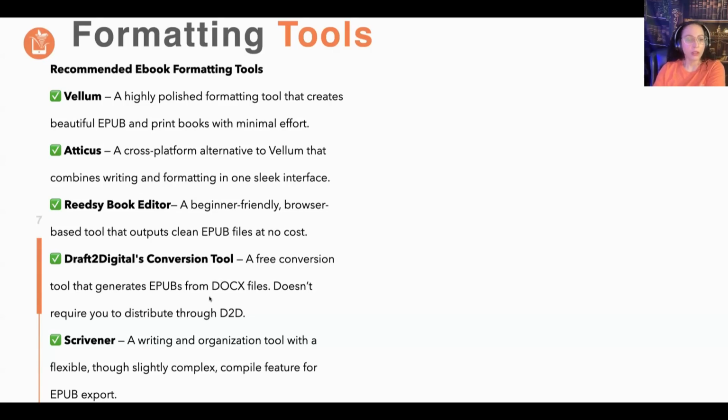And then Scrivener. This is a writing and organizational tool, one of the OGs, with a flexible, though slightly complex, compile feature for EPUB export. I didn't really learn how to use the compile feature until about a year or two ago, because I didn't really need to use it. But once you figure it out, it's fine. At first, just the way the interface is, it might take a little bit of trial and error to understand how that software thinks, for lack of a better term, but that's definitely an option too. And then tools to avoid or use with caution.